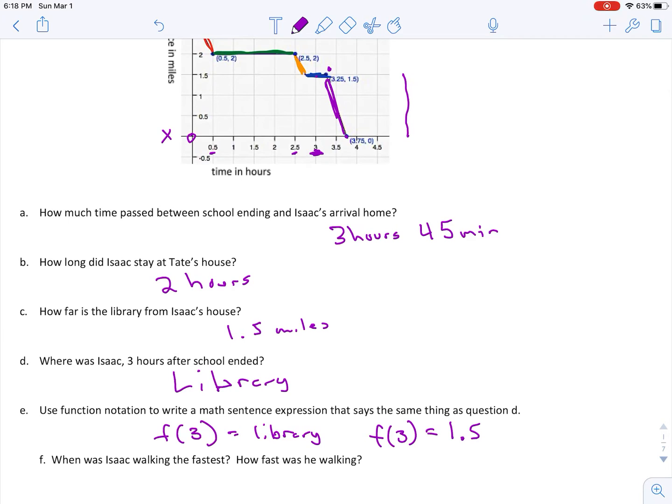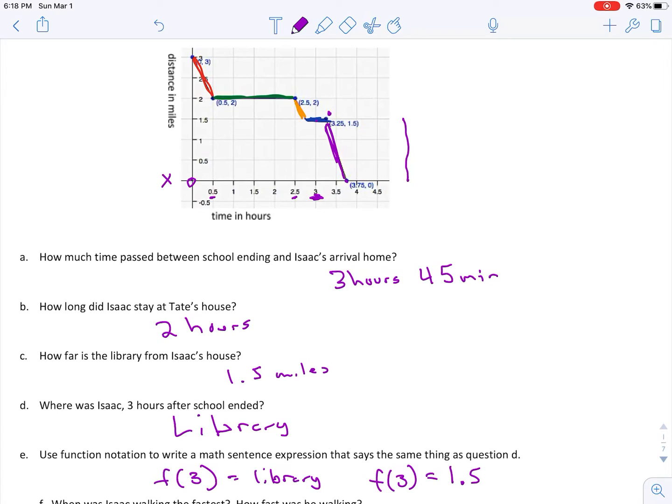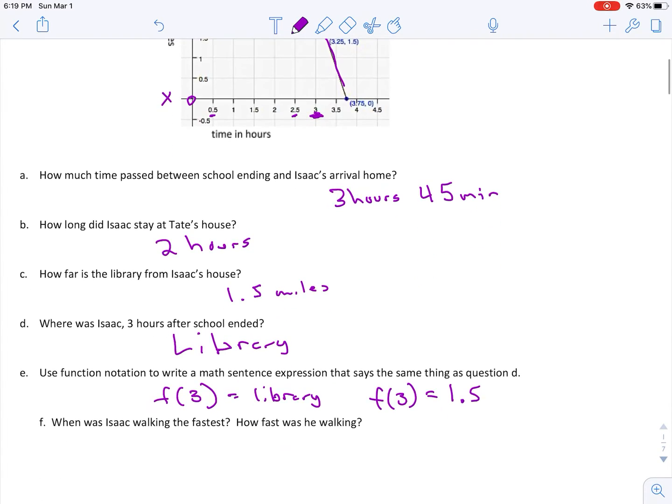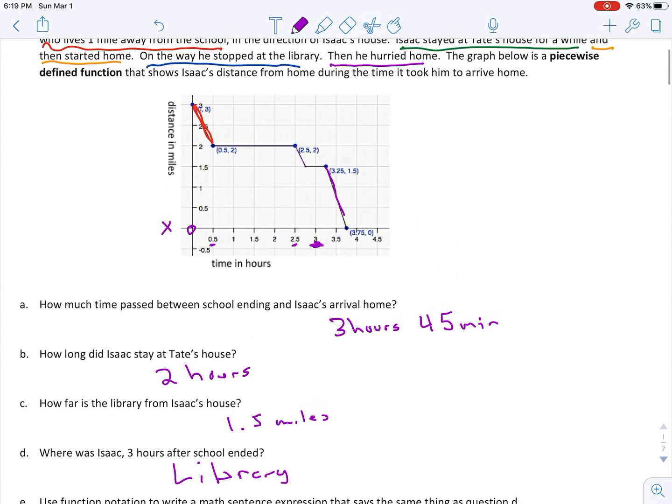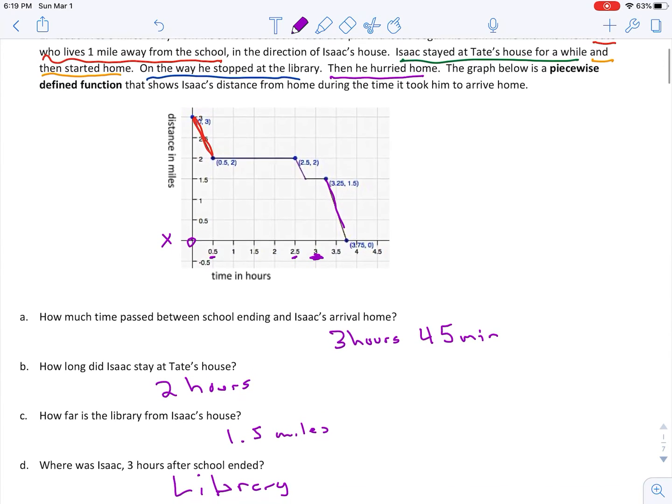When is he walking the fastest, and how fast is he walking? Well, this is slope. So the only time he's actually really going anywhere is the red, the yellow, and the purple. So the question is, which one of these has the fastest slope? And I can tell right here that this one is going down the sharpest. So that would be on his way home from the library, I think.